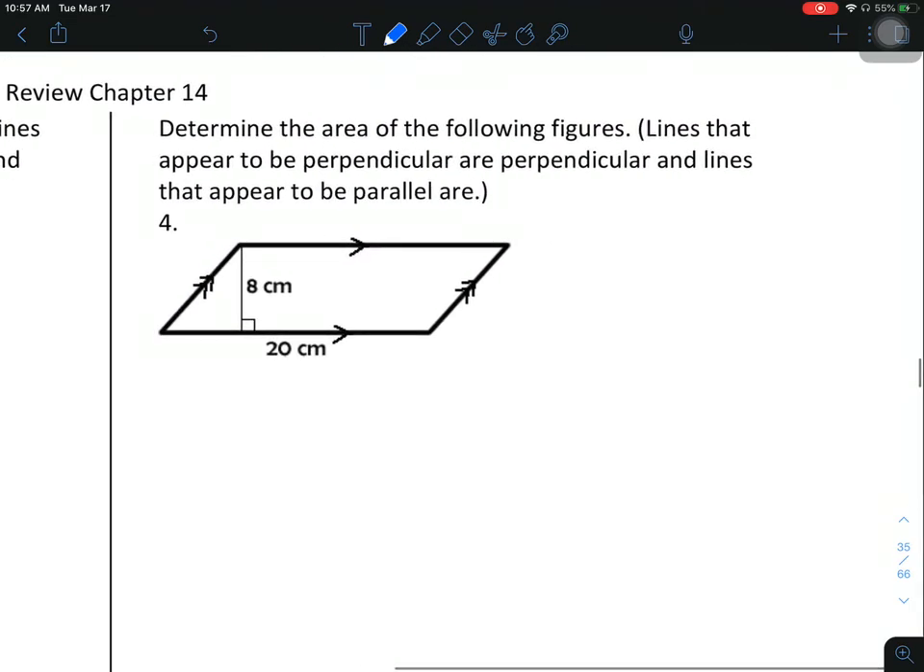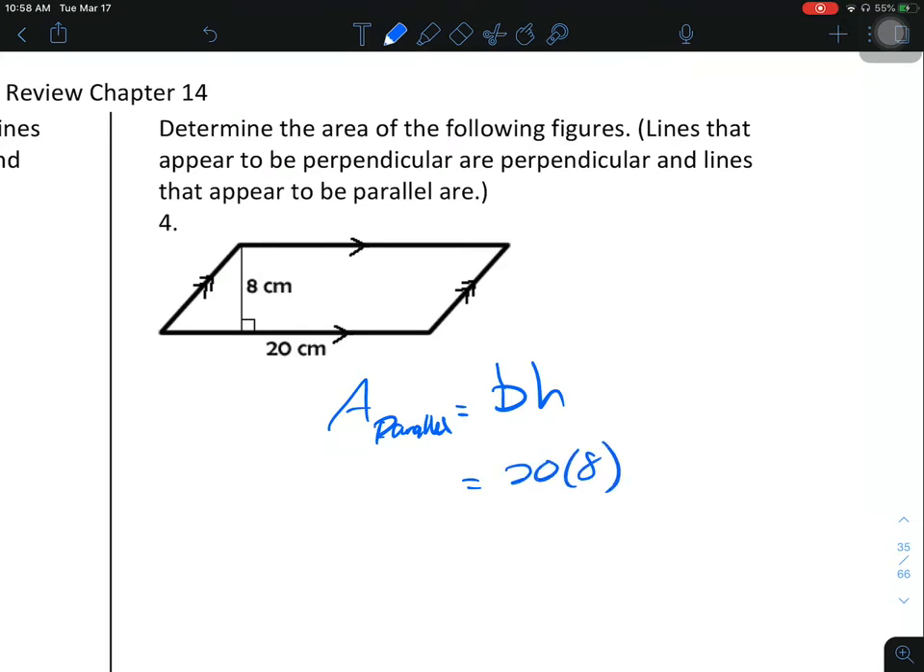Number 4, determine the area of the following figures. Lines that appear to be perpendicular and parallel are yada, yada, yada. To find the area of a parallelogram, the base times the height. The base and height are perpendicular. Base is 20, height is 8. It's going to be 160. The units is square centimeters.